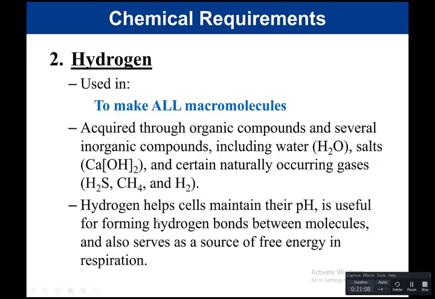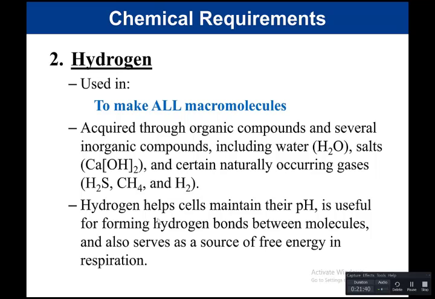What is the role of hydrogen in the cell? Well, hydrogen helps cells to maintain their pH, because remember that pH is a measurement of hydrogen ion concentration. It's also useful for forming hydrogen bonds between molecules. That's what gives water its very important properties because of its ability to form hydrogen bonds, right? It demonstrates cohesion, ice is less dense than water, etc. That's all due to hydrogen bonding.